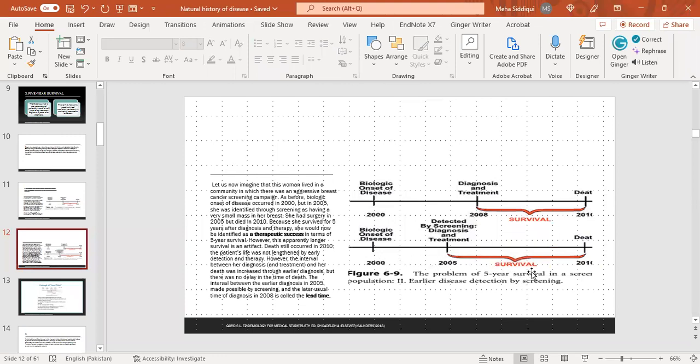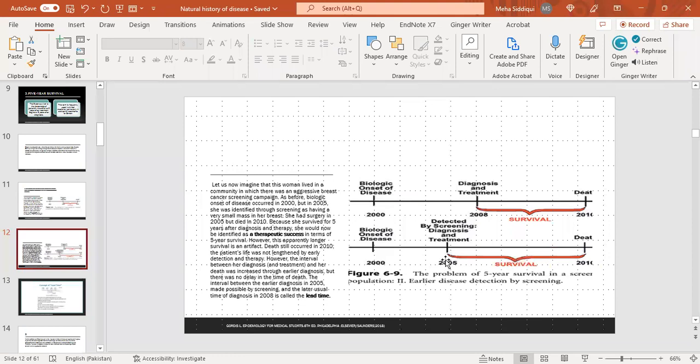Because she survived for 5 years after diagnosis and therapy, she would now be identified as a therapeutic success in terms of 5-year survival. However, this apparently longer survival is an artifact, because death is occurring in 2010 as in the previous example. The patient's life was not lengthened by early detection and therapy. The interval between her diagnosis and her death was increased through earlier diagnosis, but there was no delay in time of death.